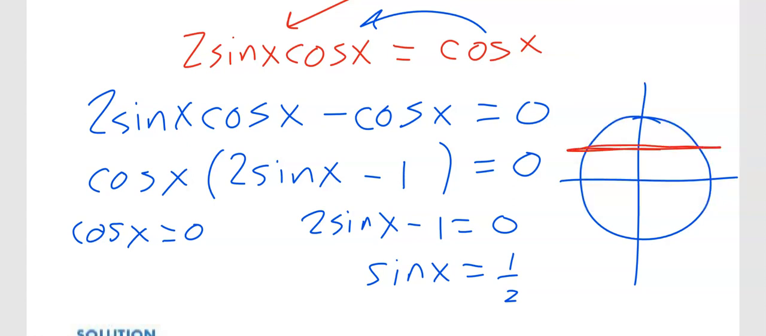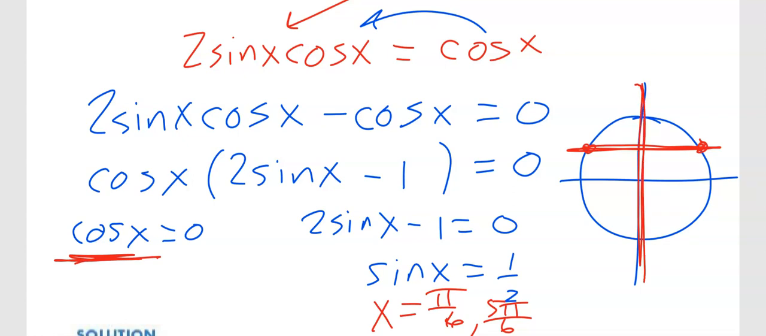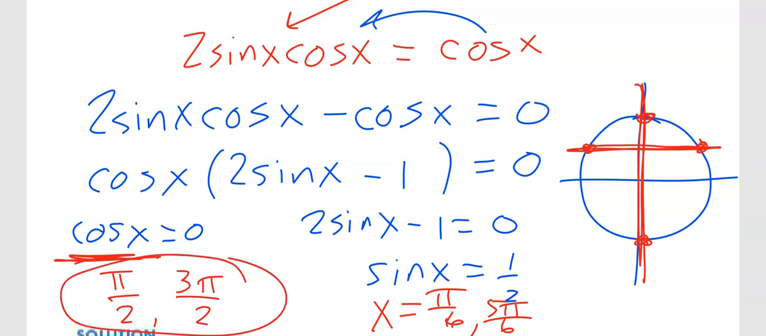If the y value is a half, what two angle measurements did you come up with for y equals a half? Pi over 6 and 5 pi over 6. That's two of the answers. Cosine x equals 0. Is that an x value, a y value, or a slope? It's an x value. So if the x value is 0, what are the two answers? Ooh, there we go. We got them all.